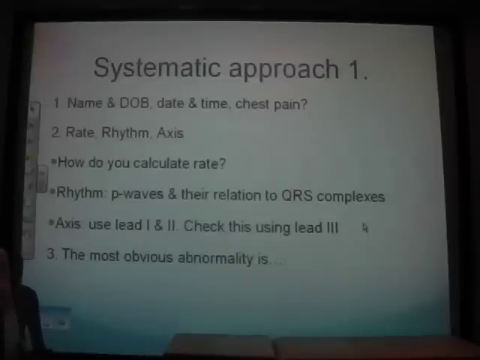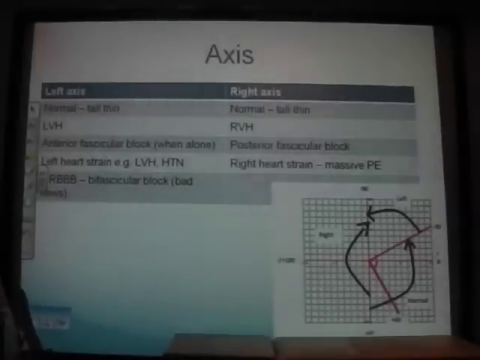So just a few words on axis. You said that you're happy with it, which is great. I've got a little diagram in the corner if you were confused. So causes of left axis and right axis, I've just put them in the table, and ECG Made Easy is amazing for this. So causes of left axis deviation, when you see it, it is important to note, and it could indicate anterior fascicular block, so you've got a mild conduction abnormality.